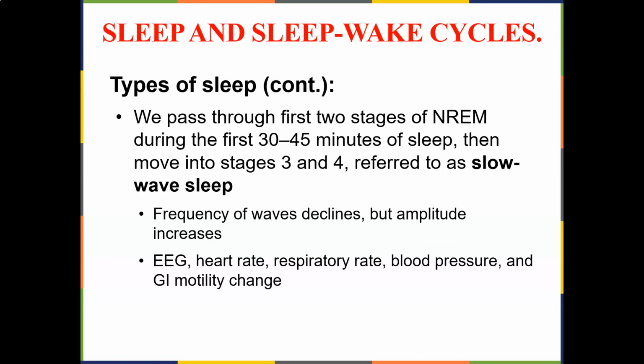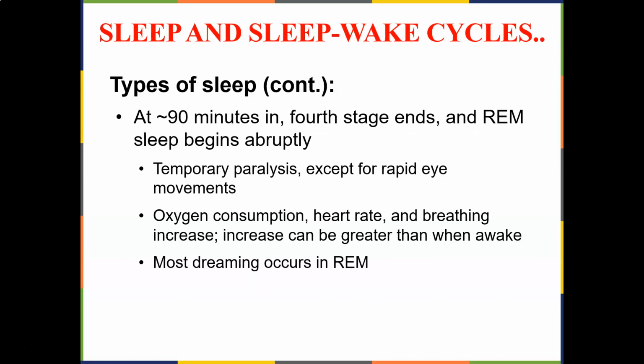So the types of sleep: we pass through the first 2 stages of non-REM during the first 30 to 45 minutes of sleep, then move into stages 3 and 4, referred to as slow wave sleep. The frequency of waves declines, but amplitude increases. The EEG, heart rate, respiratory rate, blood pressure, and GI motility change. Roughly 90 minutes into your sleep pattern, the 4th stage ends and REM sleep begins abruptly. You get temporary paralysis except for rapid eye movement.